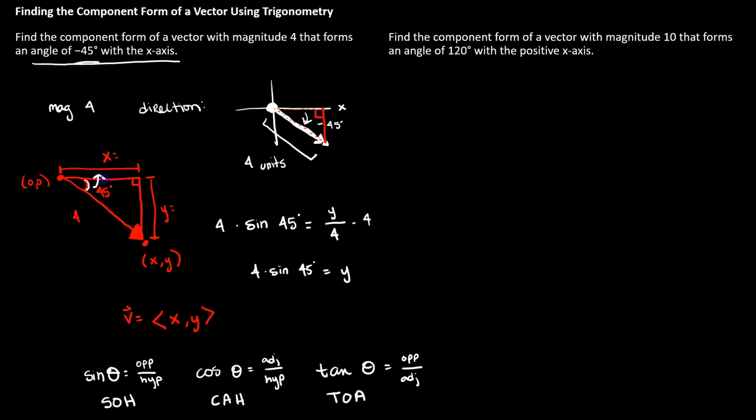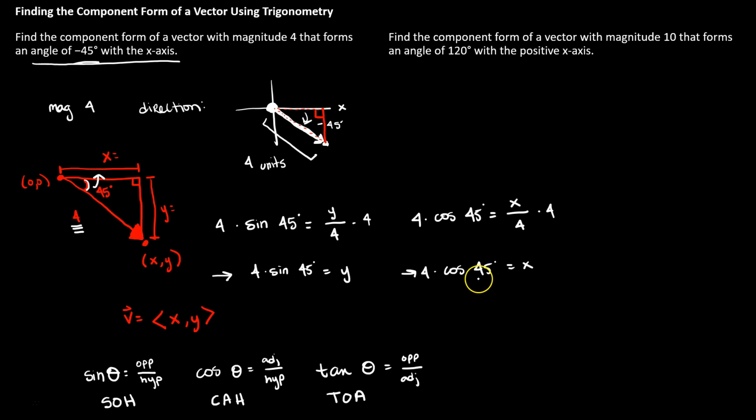X is adjacent to the angle that we're given, and since we know the hypotenuse is 4, cosine of 45 is equal to our adjacent side x divided by our hypotenuse 4. Again, we'll multiply by 4 on both sides so that we have 4 times cosine 45 is equal to x. Now you might notice something going on here. The y component is the magnitude times sine of the direction angle. The x component is the magnitude times cosine of the direction angle.